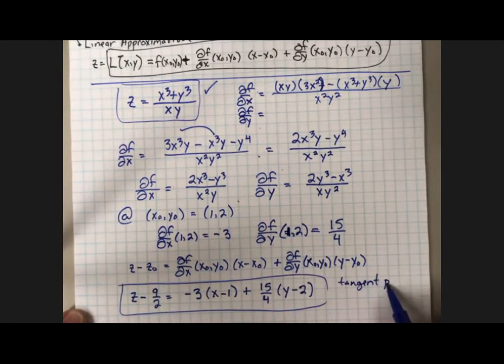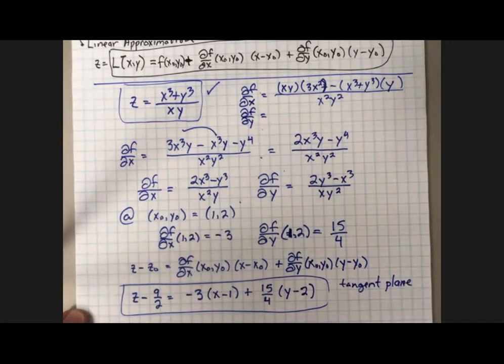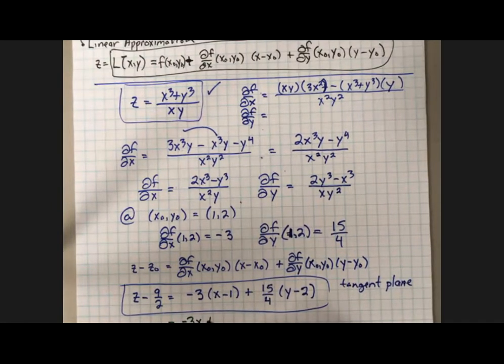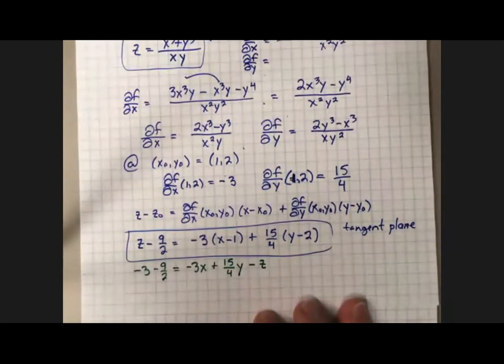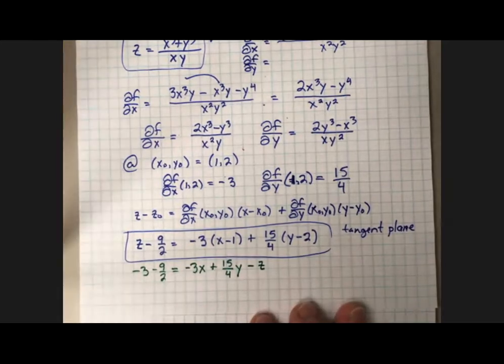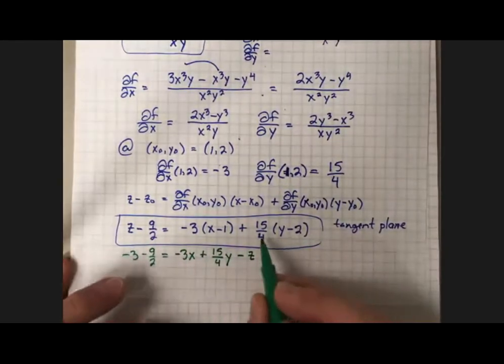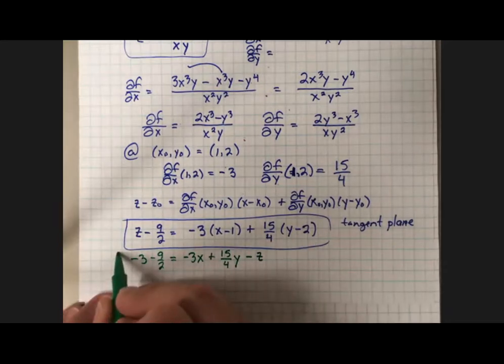Now, I fully understand that I've asked you to write all your planes in standard form. So let's see if we can do that. That is -3x + 15/4 y. If I bring the z over to the other side, -1z. Then I try to collect all the numbers on the other side. That means I'll take +3 right here and bring it to the other side. -9/2 - 3. Sorry, have to move the paper up. What do I got right here? -15/2. If I slide that over to the other side, it's +15/2.